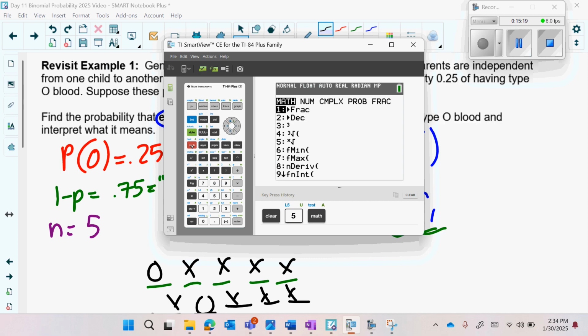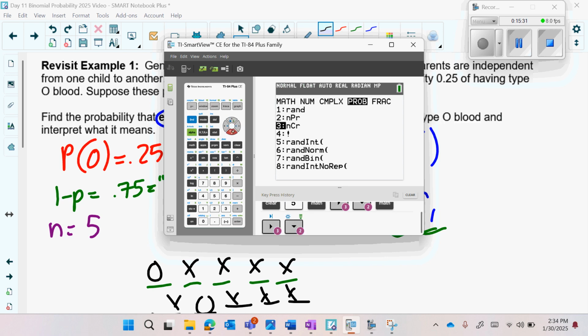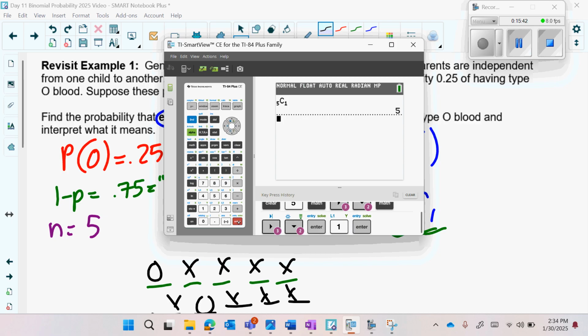And then you're going to go over to where it says prob, and you're going to go down to the one that says nCr. So again, I press 5 first, then I press math, then I press prob, and then I press 3, which is nCr. And then I'm going to put in whatever I want. So if I want one kid to have type O, I'm going to put 5C1. And when I hit enter, I'm going to get 5. This means that there are 5 combinations of getting one of those 5 kids having type O blood.